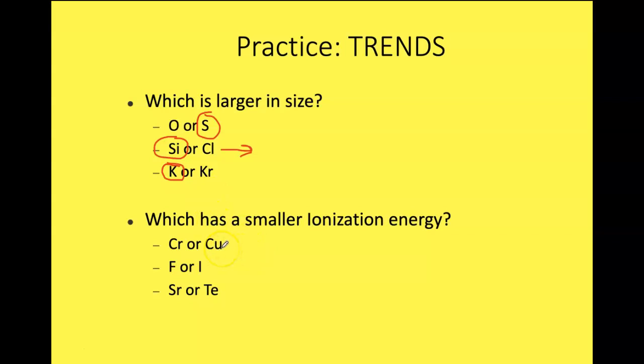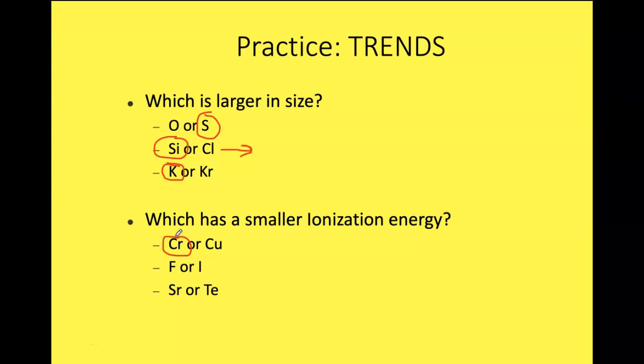All right, which one has the smaller ionization energy? It's going to take less energy to remove an electron. The first one we have is again in the fourth period, Cr or Cu. It's going to be easier to take an electron from Cr. It's over towards the left.